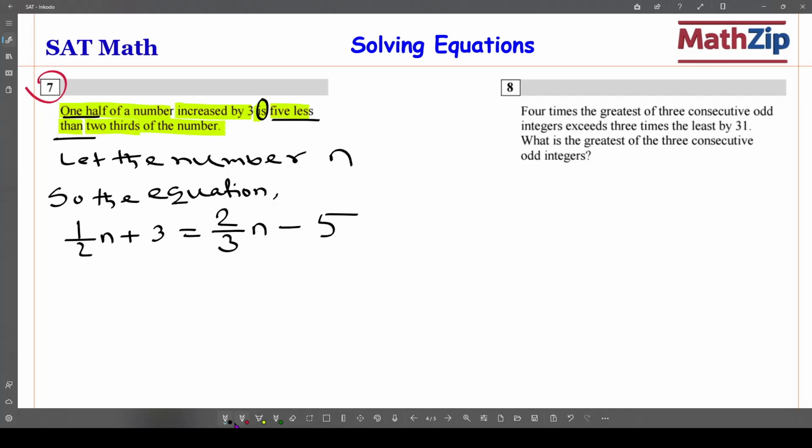Okay, now we have to find the value of n. So in this kind of problem, here is 1 by 2 n and here is 2 by 3 n. So in this case we have to exchange.